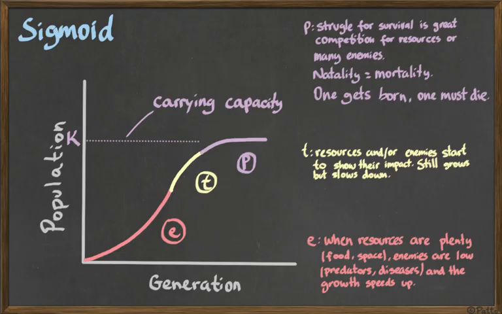This is the sigmoid population growth, which is a more typical population growth because it's density dependent. The growth depends on the density of the individuals. Exponential when the density is small, and no growth when the density reaches the carrying capacity.